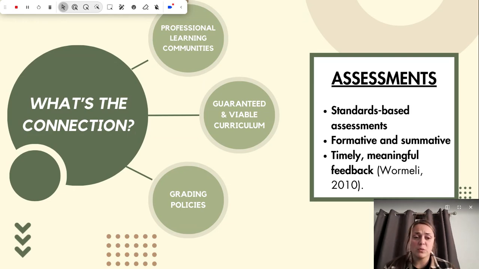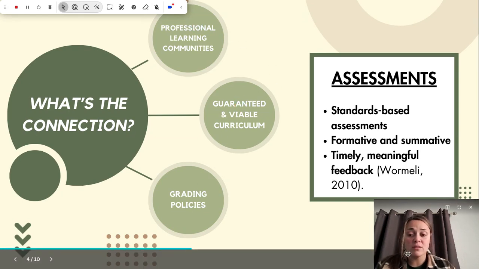Now, Dr. Wormeli has a lot of great research within assessments, specifically summatives and formatives. And our goal is really going to be to look at how are we currently assessing our students, what are we using it for, and how does it tie into all of these things, these three key components we've already talked about.